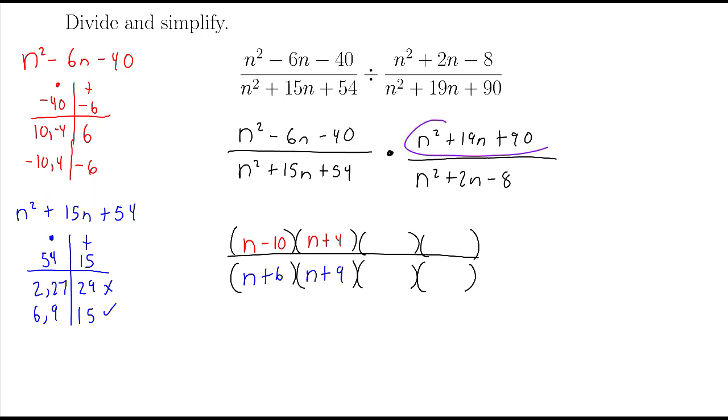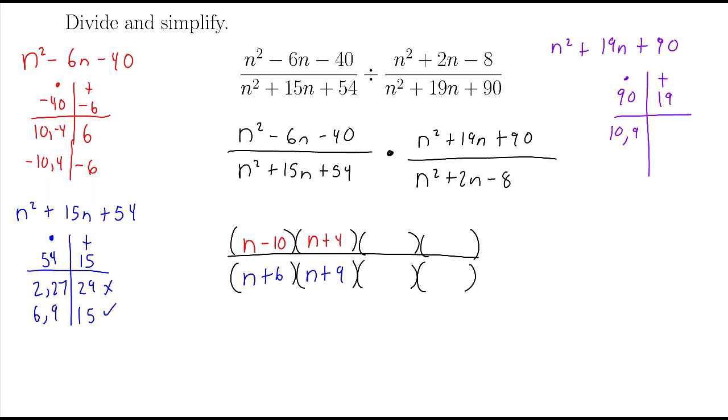Okay, n squared plus 19n plus 90. I need two numbers that multiply together to be 90, but add together to be 19. 10 and 9 are the first numbers that come to mind. Those happen to add up also to 19. So n plus 10 and n plus 9.